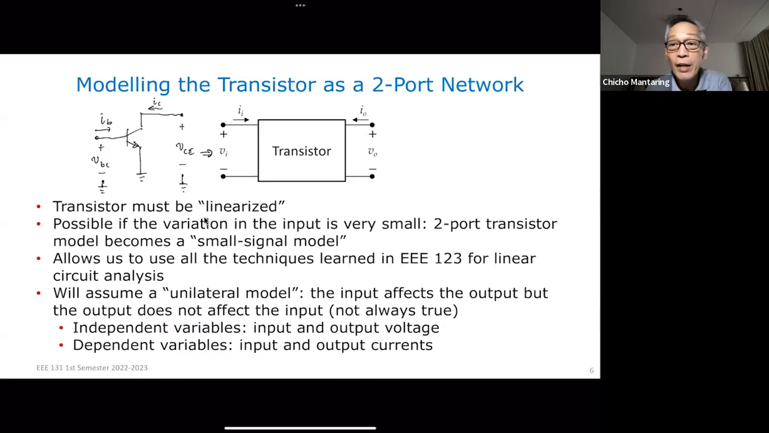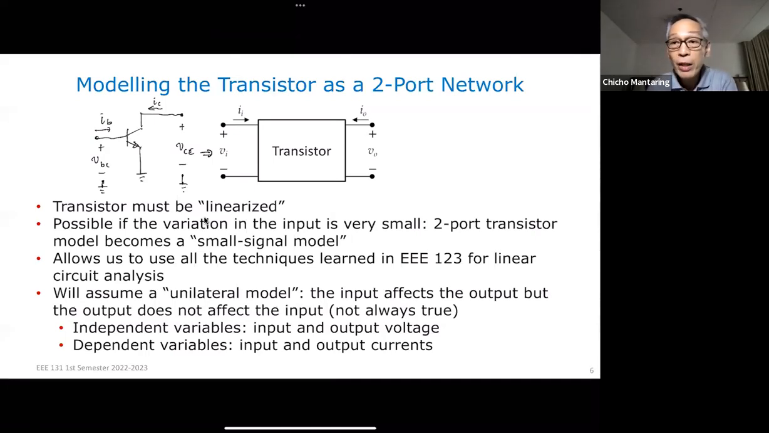But if you linearize your transistor, then you can now have closed form solutions to your equations, just like the way you solve the problems in EEE 123. Particularly, since we're going to be dealing with time varying quantities, ang papasok dito ngayon are the techniques you learned in AC circuit analysis.